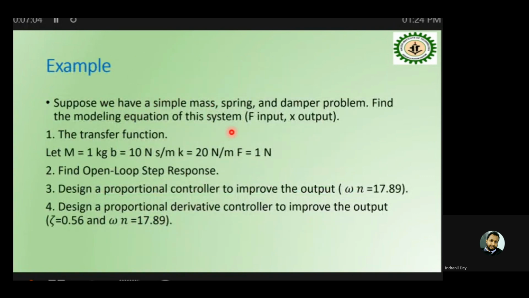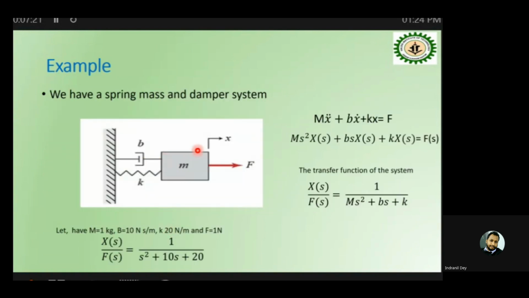So this is one example where we have introduced a spring mass damper system. For the spring mass damper system, we will try to find the transfer function, then the open loop response, then a proportional controller and then a proportional derivative controller. Let's see. This is a spring mass damper system where a mass with a spring and damper is introduced, and we have given a force F, and the output is the displacement. If you write the mathematical model for that, it gives m x double dot plus b x dot plus kx equal to F.